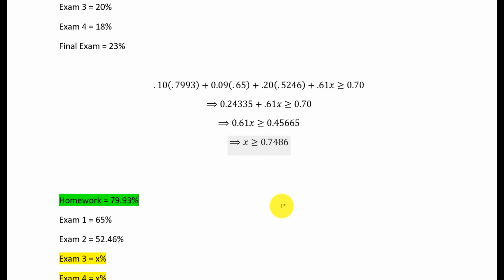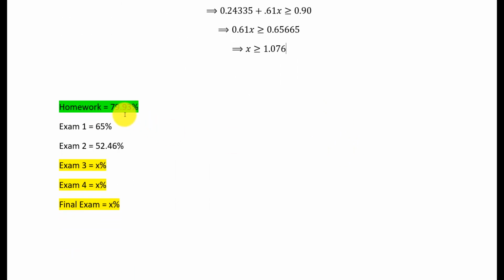Of course, if I wanted something greater than 70%, let's say I was shooting for a 90% in the class, I would change that to a 9, this to a 9, and then when I subtract from both sides, I get the following. Which means that I would need to score 107% on the remainder of the exams. That is not possible. It is fairly possible for me to score 74% on everything.